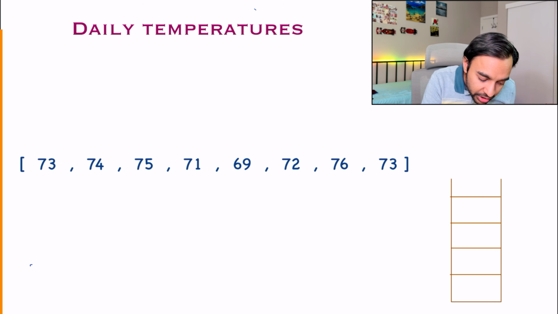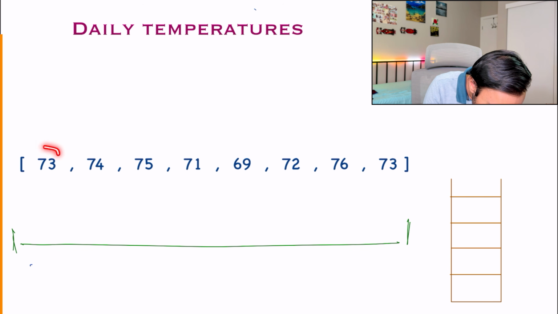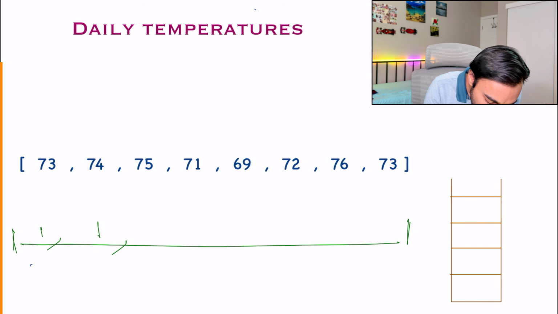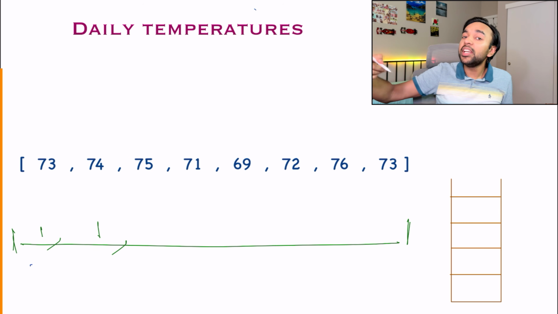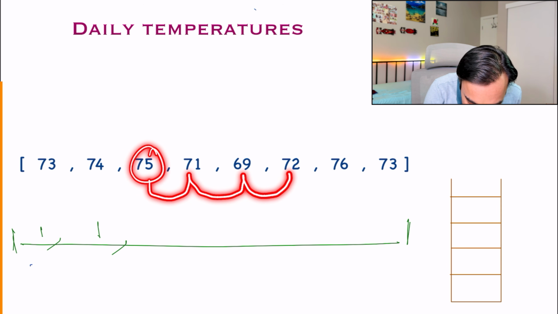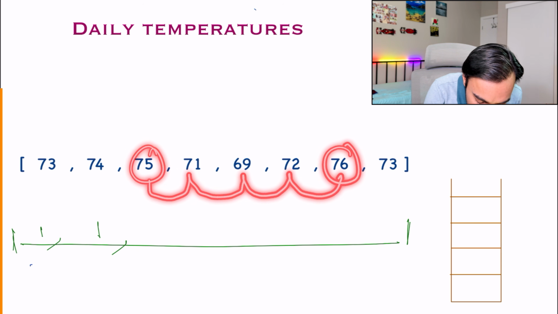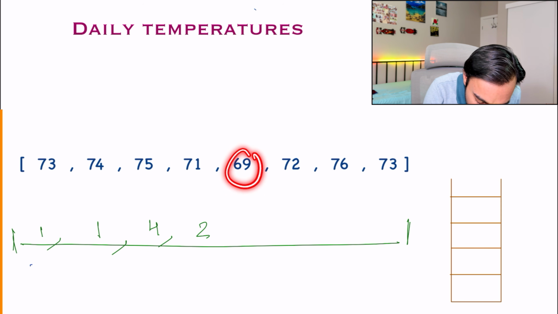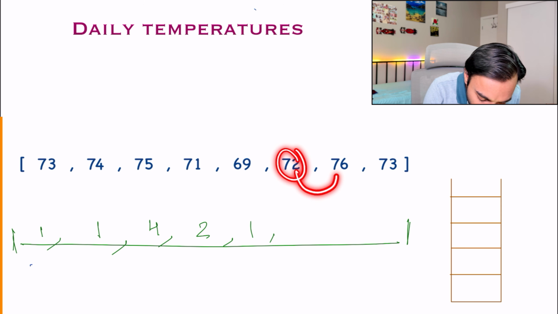So if I try to just brute force this problem, for the first element, after how many days do I get a hotter temperature? After just one day. So I will write down a 1 over here. For the next element, after how many days do I get a hotter temperature? 1 day. So I will write down 1 here. For 75, after how many days do I get a hotter temperature? So 1, 2, 3, and then 4. Because 76 is greater than 75. So I write down 4 here. For 71, 1, 2. For 69, just 1. For 72, just 1 again.